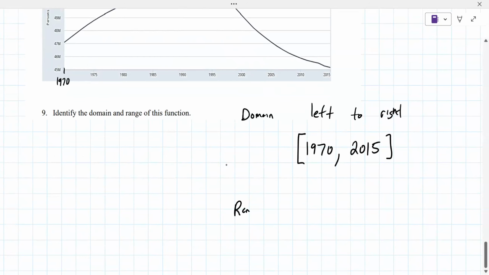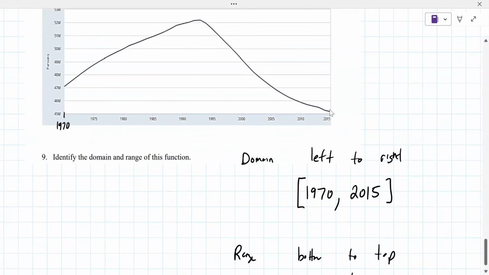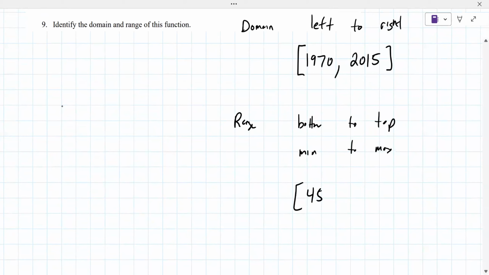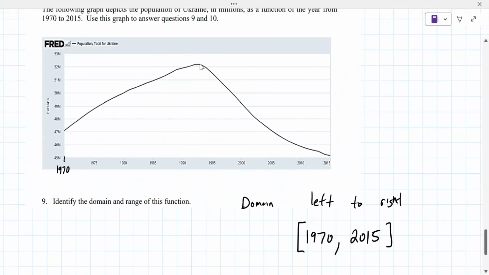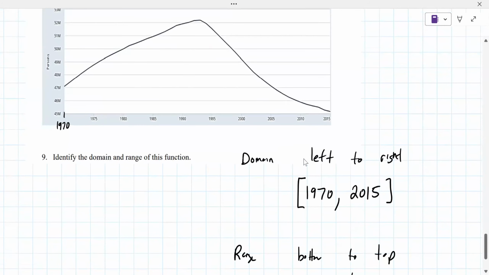Range is bottom to top, so you need the min to the max. What's the minimum Y value that you see over here on the right? To me, this is the minimum Y value on the right here. 45. Okay. And then how high up does it go? What's the max Y value? It's a little above 52. Okay, so maybe 52 point something.